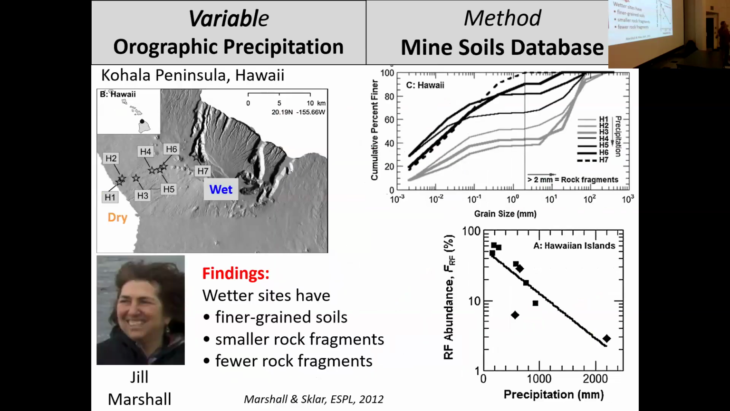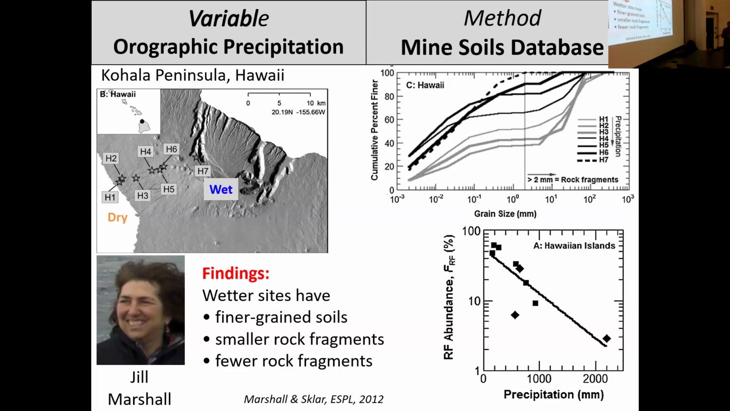Jill, or Dr. Marshall, in her master's thesis, used data from the Kohala Peninsula in Hawaii, where there's a very strong precipitation gradient. The weather comes from the upper right, and so you have the wettest at the top of the ridge, and as the air goes down the slope, it dries, and you have much drier soils. And sure enough, as we expected, the wetter soils where chemical weathering would be more intense produced much finer grained soils, much fewer rock fragments, smaller rock fragments. And this is just some of Jill's findings.